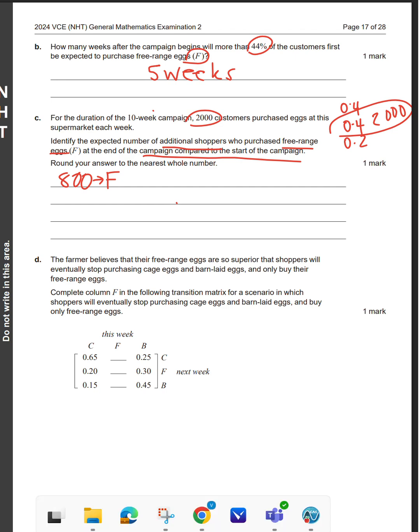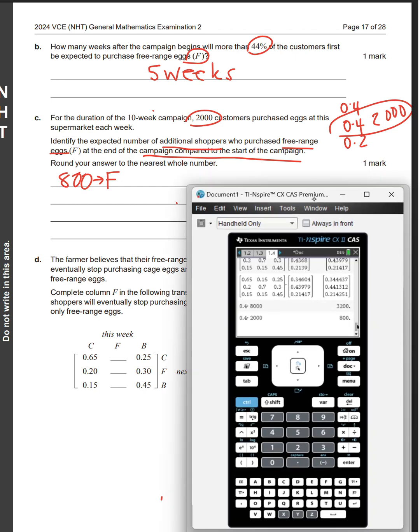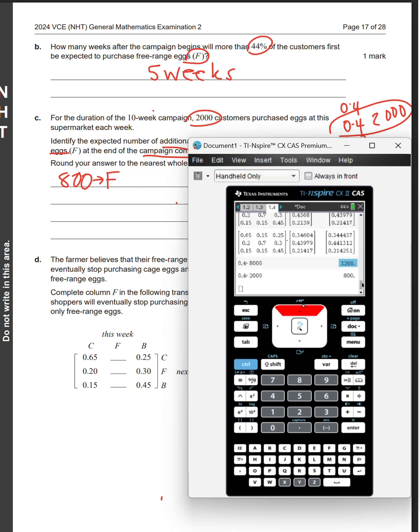Okay, so now I want to find out what's going to happen at the beginning of the campaign. Now, I'm at the end of the campaign. So the campaign lasts for 10 weeks.